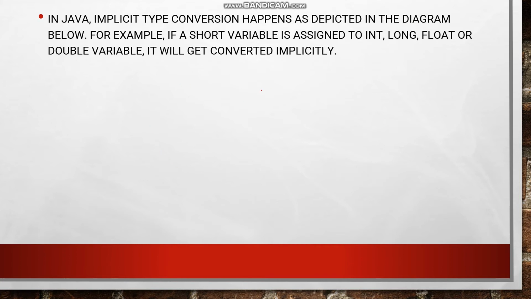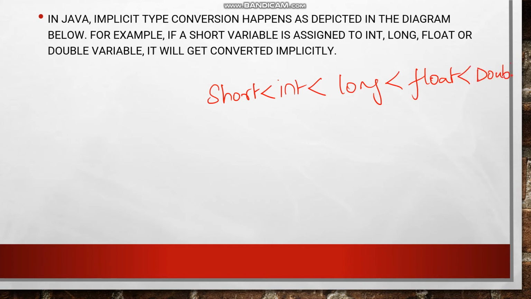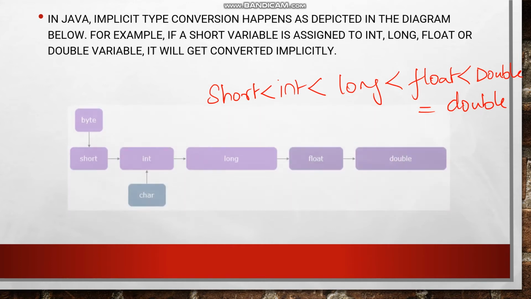For example, a short is less than an int. So if you add these two, the end result will be of int. Then if you add long and int, the end result will be of long. If you add it with float, the end result will be of float. Or if you add it with double, the end result will be of double. So this is what has been described in this diagram.